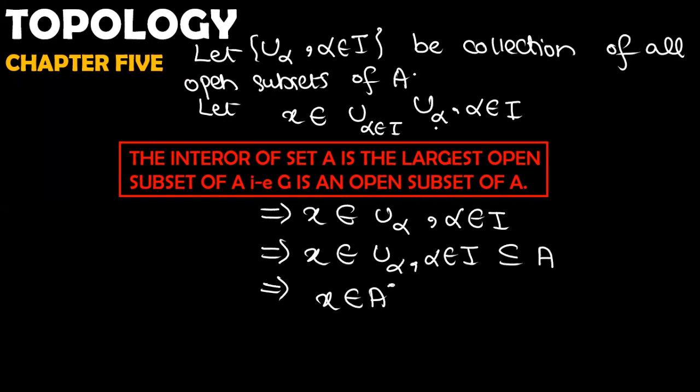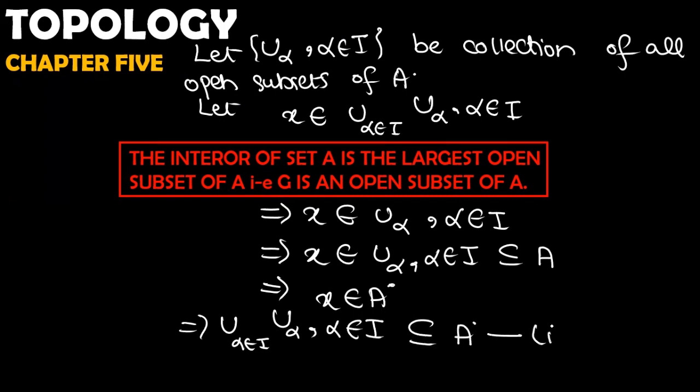So as x belongs to the union of all open subsets, this implies that the union of all open subsets U alpha, where alpha belongs to I, is a subset of A interior, which is our equation 1. Okay. Conversely, let x belong to the interior of A.